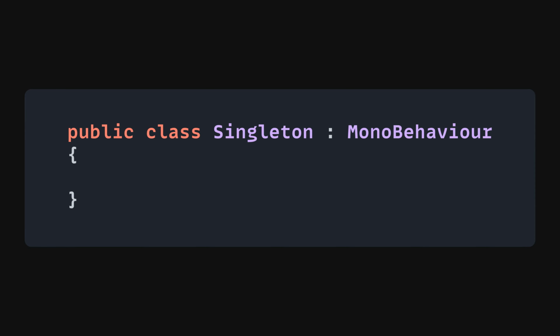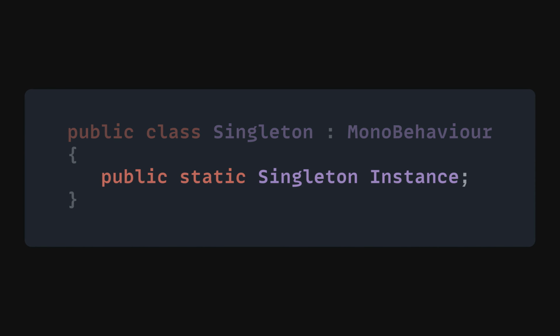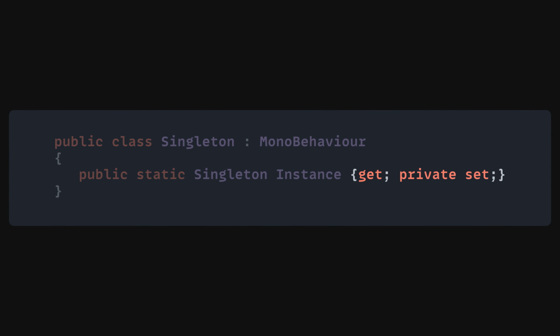As discussed earlier, we begin by adding a public static field. Even better, we can use a property with a private set. This ensures that the instance can be accessed but not modified from outside the class. There's a video on the channel covering properties if you want to dive deeper into this topic.